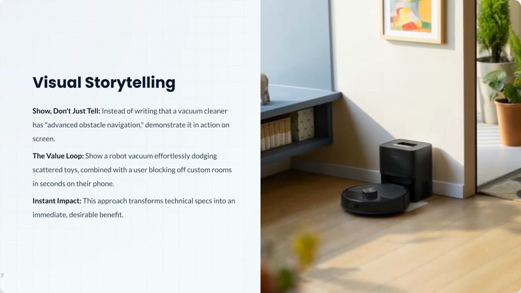Visual storytelling is key. Instead of just describing features, show them in action. By demonstrating your product solving a common friction point, you turn technical specifications into immediate, desirable benefits for your audience.